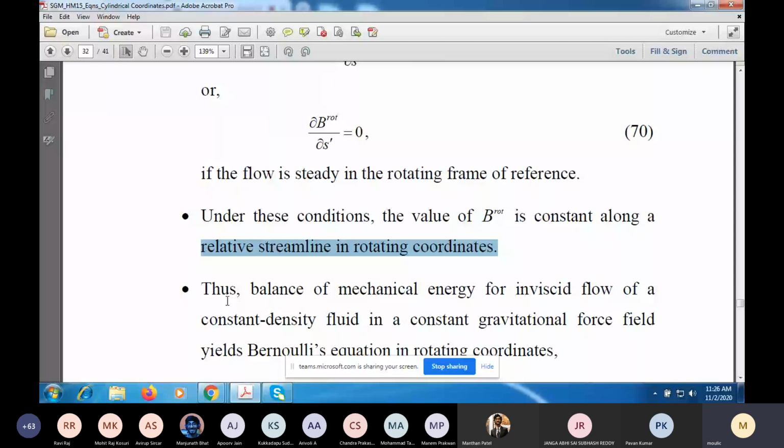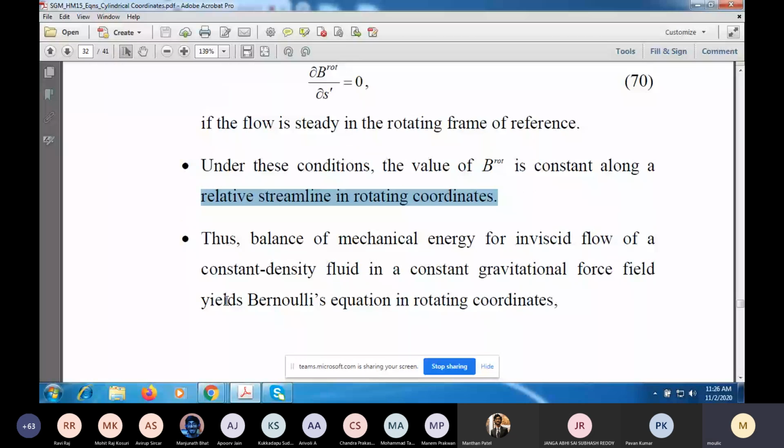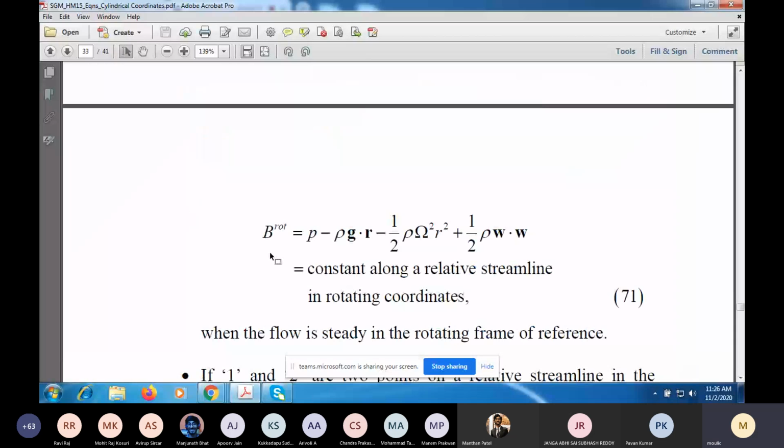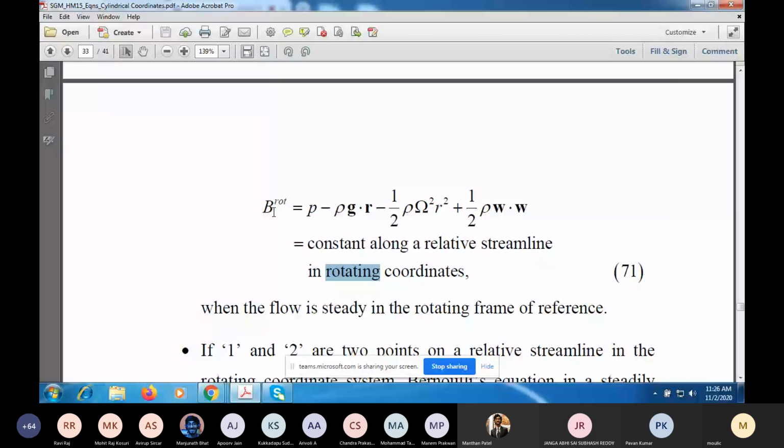So the balance of mechanical energy gives you this relation, which you may call Bernoulli's equation in rotating coordinates, that B rod is a constant along a relative streamline relative to the rotating coordinate system. And what is B rod? We have already defined it. It has 4 terms: the static pressure, the gravitational potential energy per unit mass, the relative kinetic energy per unit mass, and this additional term which you have not seen before.